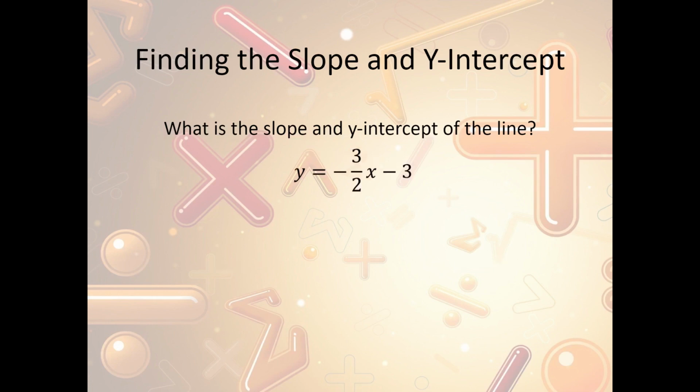Let's look at another example. We have y equals negative 3 halves x minus 3. Well, same thing. It's a slippery slope to get hung up on your x. So the slope is the one that's attached to the x, which is negative 3 halves. So that's my slope. And my y-intercept is the lonely one. Well, the lonely one in this case is negative 3. So b is negative 3. So that's how I find the slope and y-intercept from an equation.